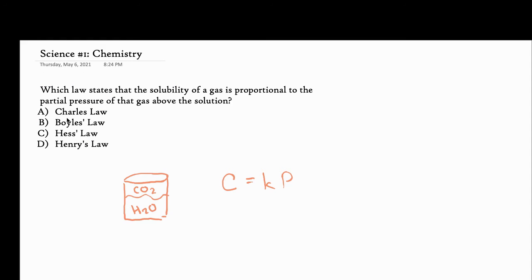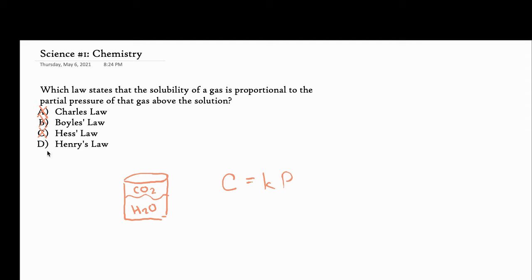So Charles' law is not the answer, as Charles' law states that as the volume of a gas increases, so does the temperature, which is not what the question is asking. Boyle's law states that as the pressure of a gas increases, so does the volume, which is also not it. Hess's law states that despite multiple stages or steps of a reaction, the total enthalpy of the reaction is the sum of all the changes, which is not it.